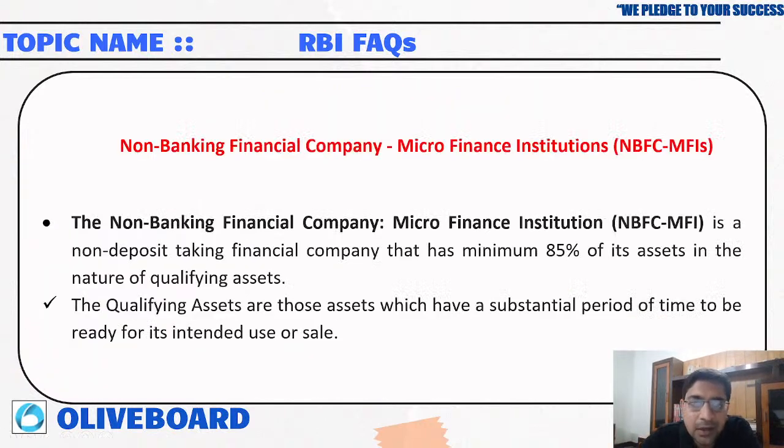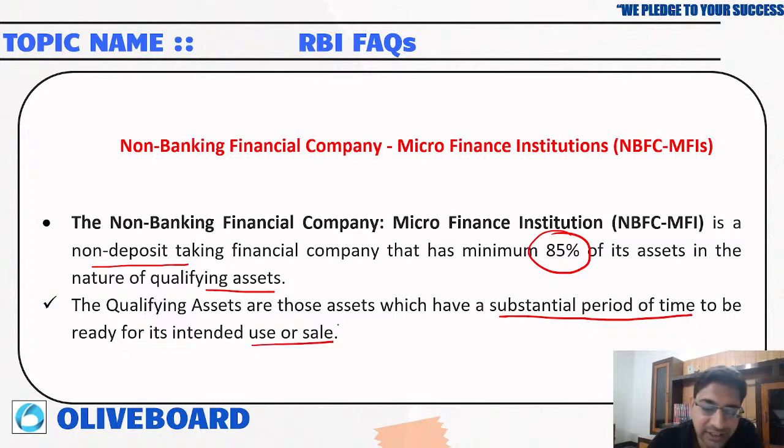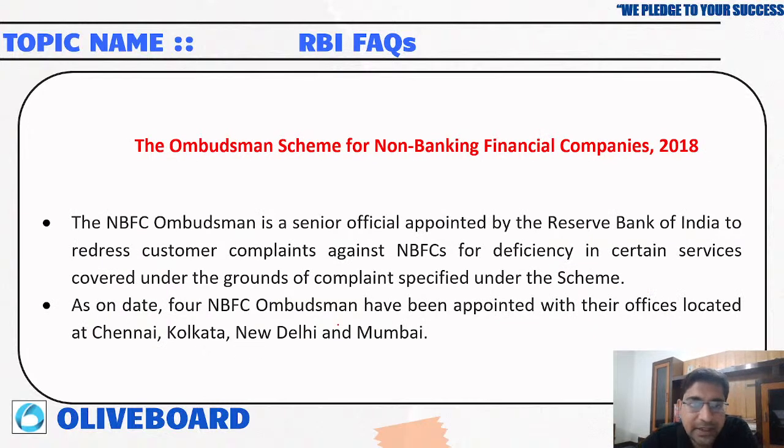Okay, then what is an NBFC microfinance institution? Very important. A non-banking financial company microfinance institution is a non-deposit taking financial company that has a minimum of 85% of its assets in the nature of qualifying assets. The qualifying assets are those assets which take a substantial period of time to be ready for their intended use or sale. Okay, then what is the ombudsman scheme for NBFCs 2018?